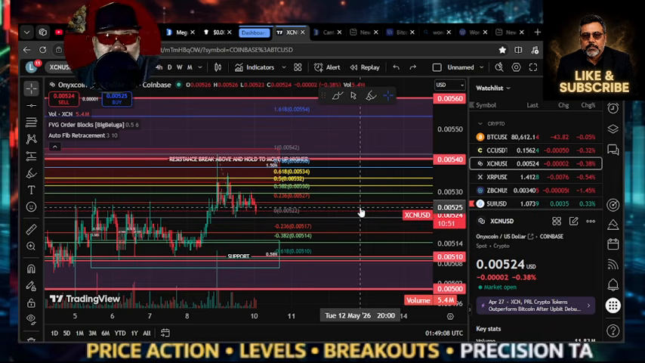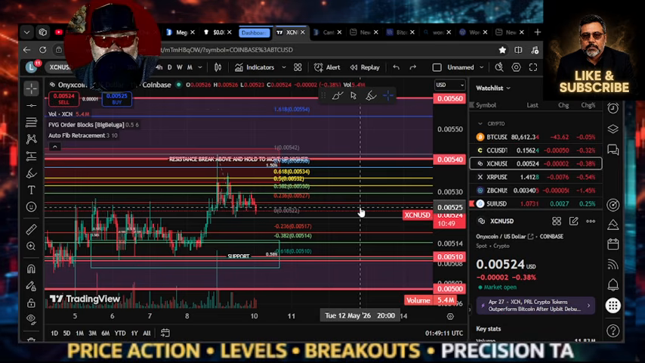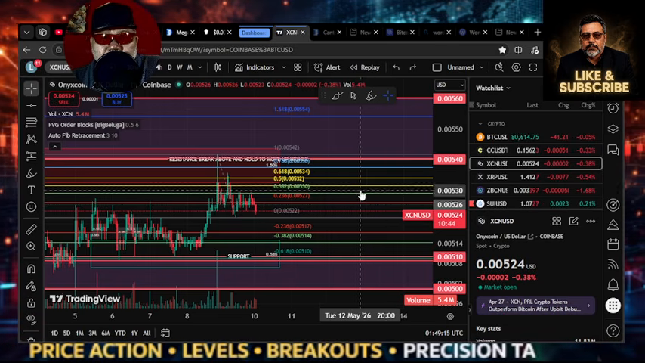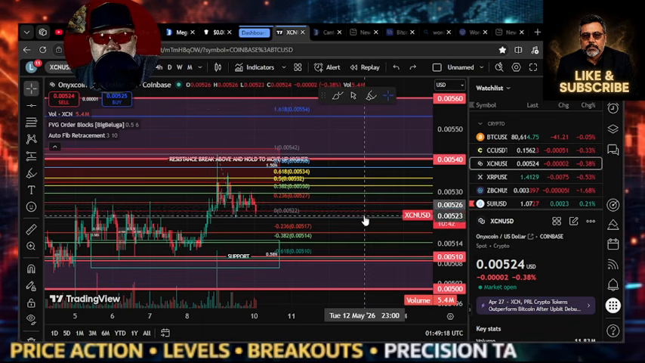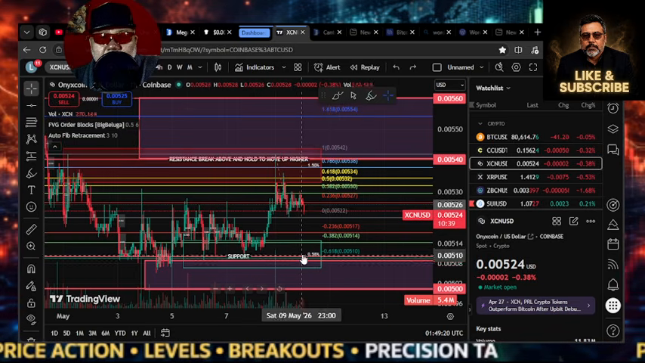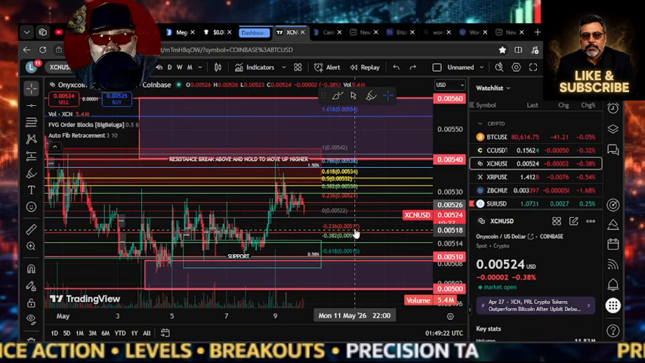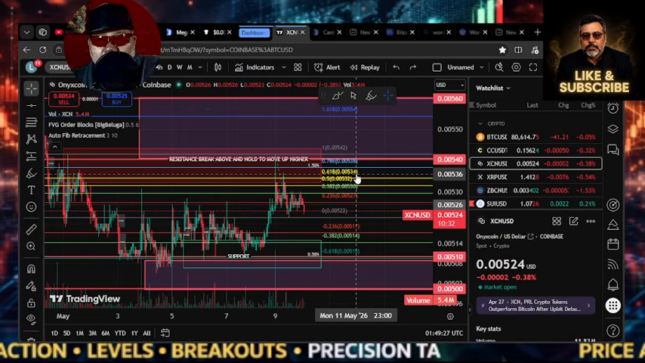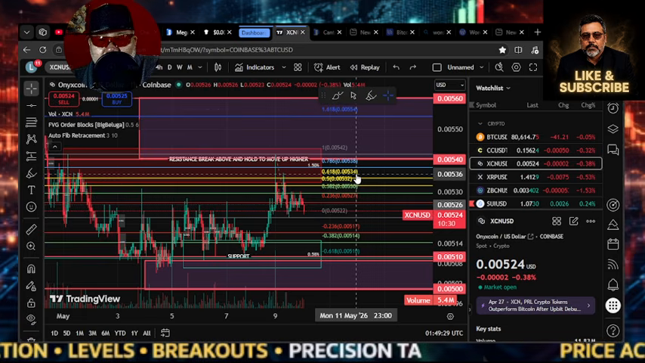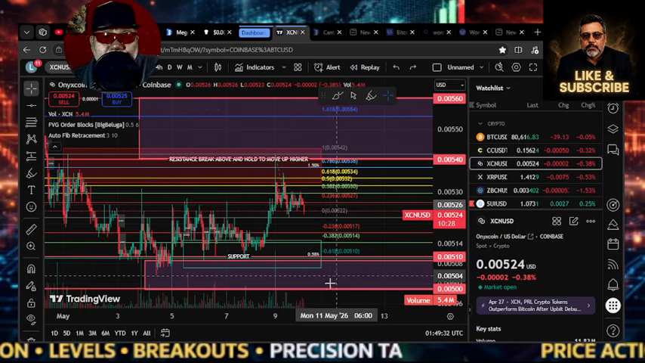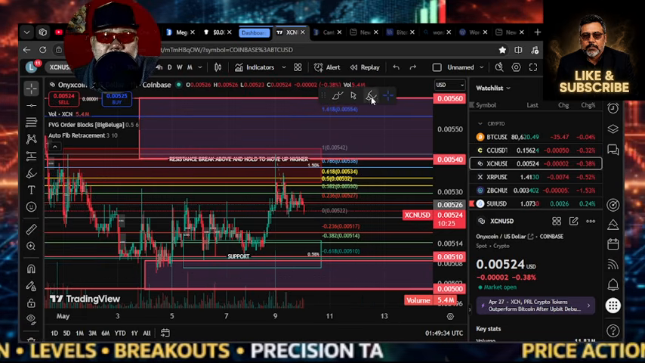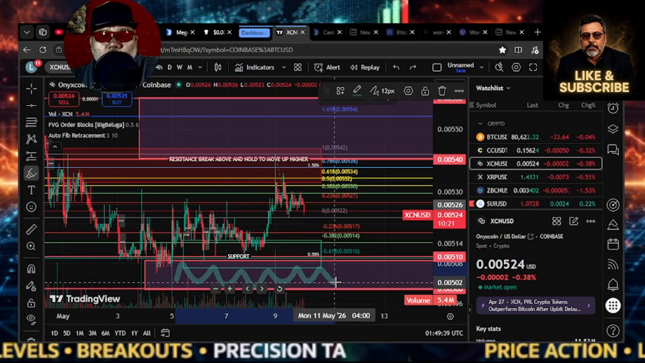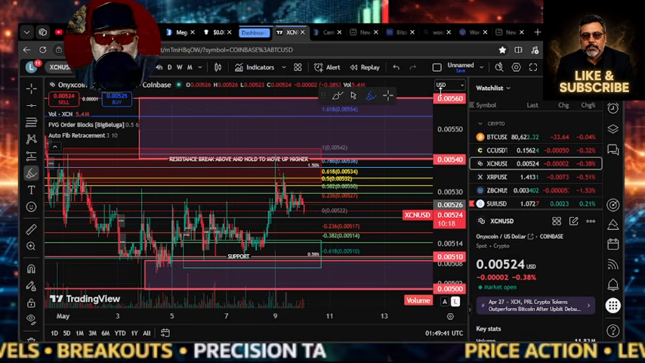Bitcoin pulled back a little bit, 0.05% on this last hour here. But we are sitting right above an area of support right here between 0.00510 down to 0.00500. This area down here is an area of support for XCN, and it's been holding pretty good.